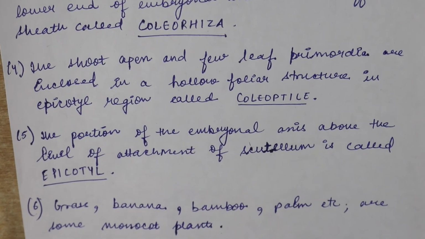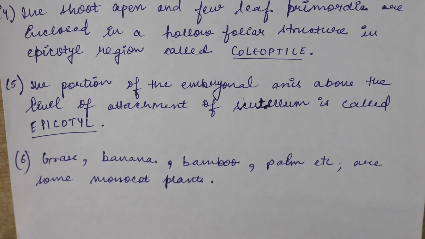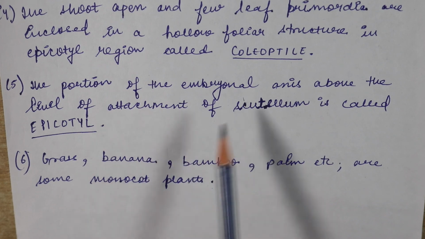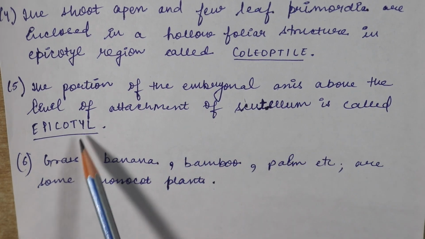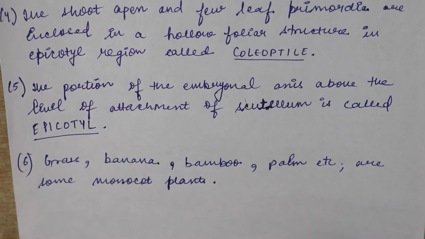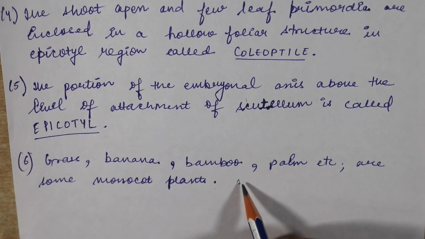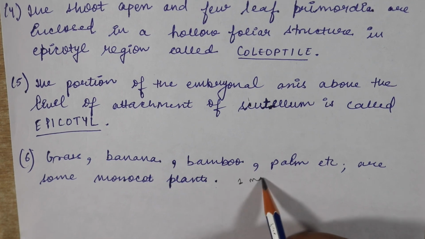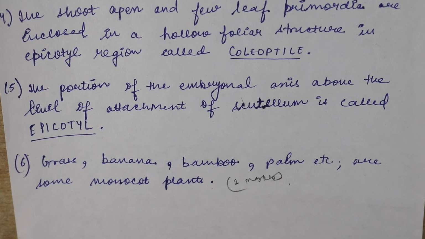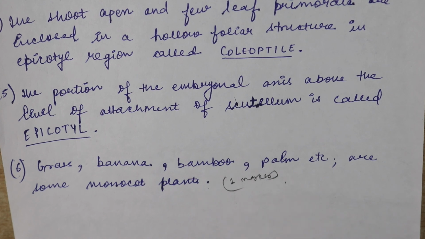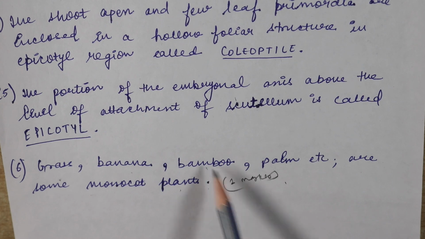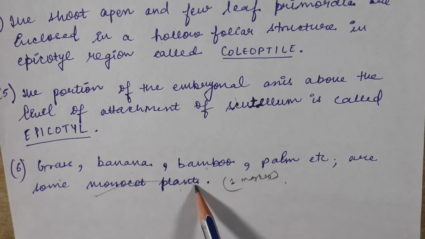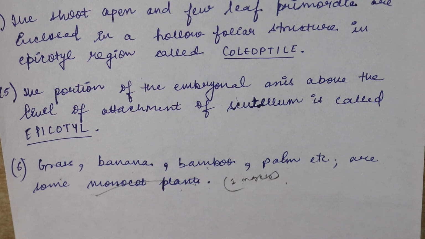Then the next point is the portion of the embryonal axis above the level of attachment of scutellum is called the epicotyl. Then last, what are the examples? A 1 marker question can also come: what are the examples of monocotyledonous embryo? Those are monocot plants, that are grass, banana, bamboo, palm, etc. are the examples of monocot plants.